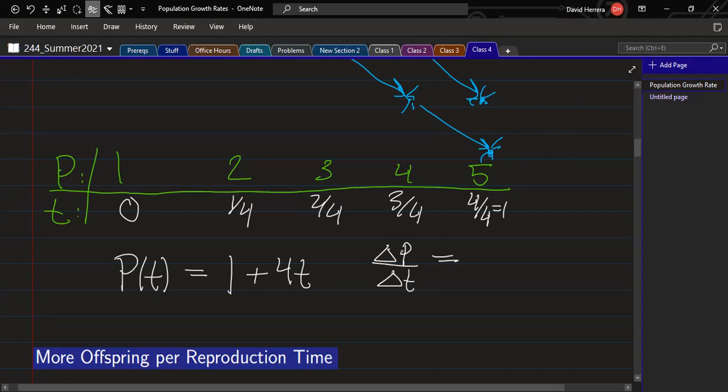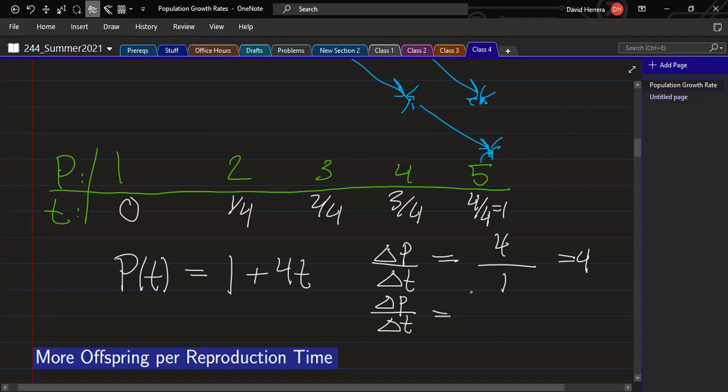Well, there's two ways to view this. One, we can measure delta t in terms of unit of t, which is just 1. What happens over the change of 1 unit of time in this unit? Well, we had a change of 4. So it's 4.